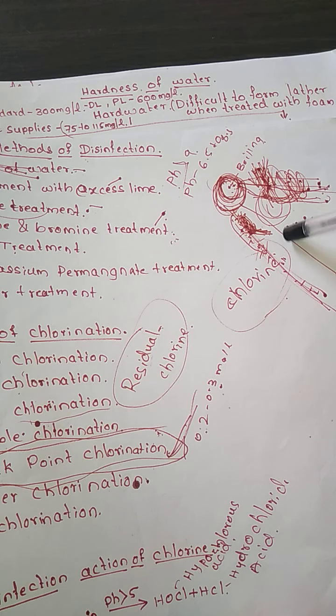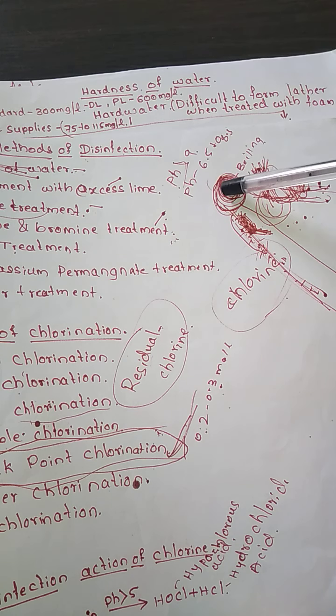Even if there is a leakage or breakage in this particular conveyance line, then the microbes will be entering into it. The chlorine that remains after killing the microbes in your treatment plant, that we call the residual chlorine. That residual chlorine, if it is there in this conveyance line, is going to kill all the microbes which come into it.